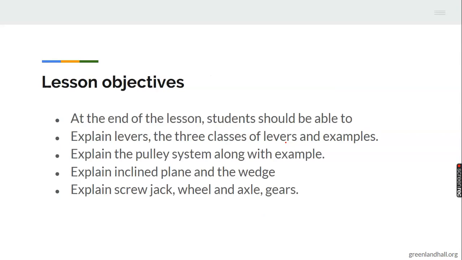So let's look at the objectives for this week's work. At the end of the lesson, students should be able to explain levers, the 3 classes of levers, and also the examples. Also, students should be able to explain pulley system along with examples. Students should be able to explain inclined plane and wedge. And lastly, students should be able to explain screw jack, wheel and axle, and also gear.